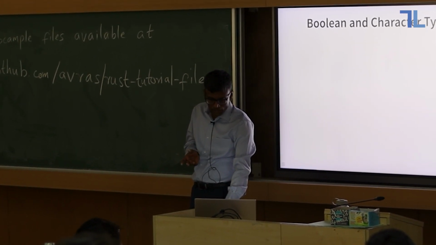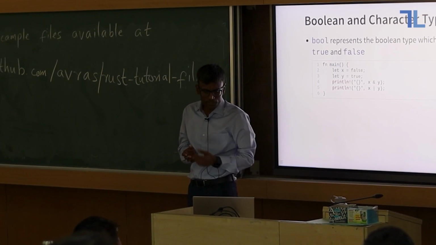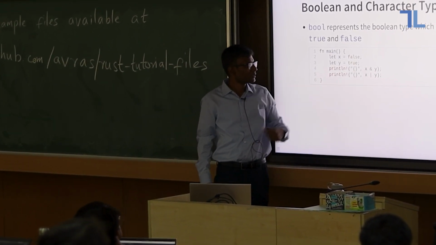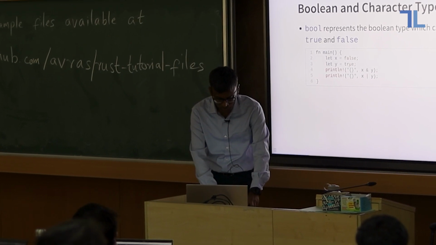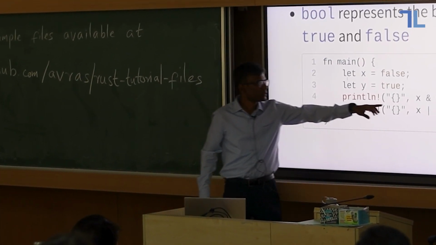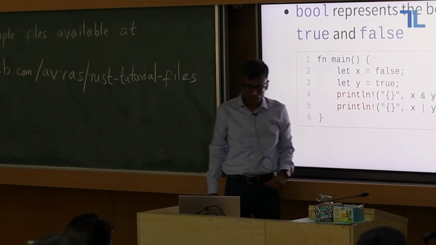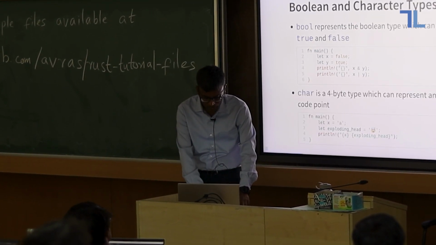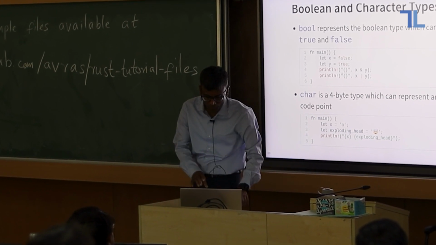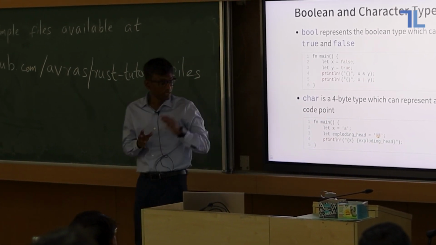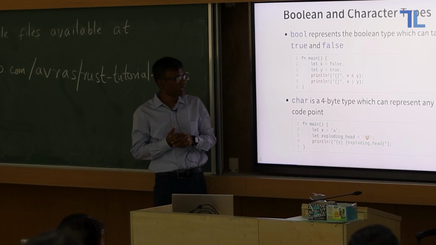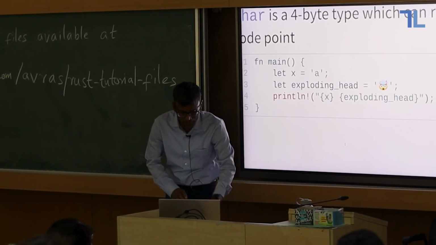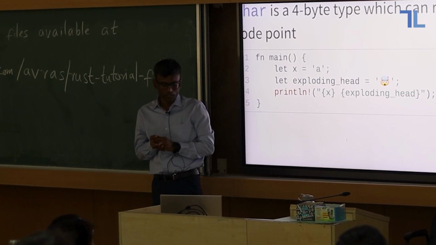So let's look at the Boolean and character types. Nothing surprising. False and true, those are the Boolean types. And we have the Boolean logical operations. You can try this. This is logical and, this is logical or, and so on. Then the character type is a 4-byte type which can represent any Unicode code point. Like, for example, this exploding head emoji, that can also be a character type.